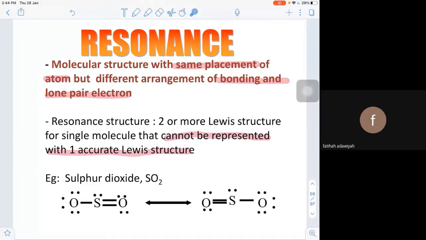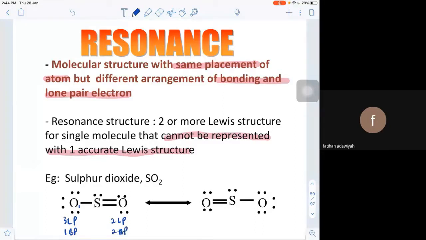But the difference between these two possible structures of SO2 is the position of the lone pairs and the bonding pairs. Look at the first possible structure, at the first oxygen. This first oxygen has 3 lone pairs and 1 bonding pair, while this oxygen has 2 bonding pairs and 2 lone pairs. So 3 lone pairs, 1 bonding pair; and this is 2 lone pairs and 2 bonding pairs.